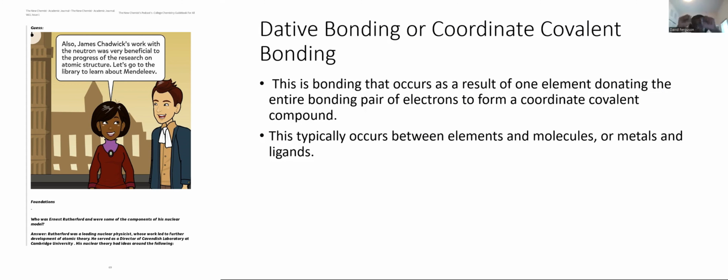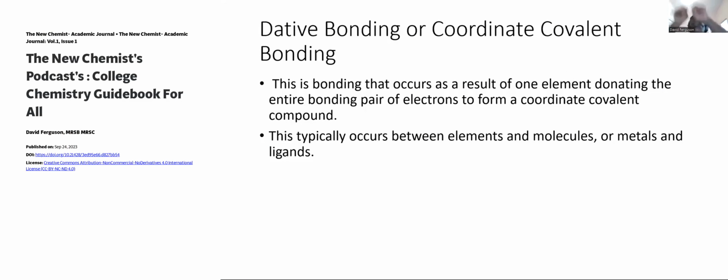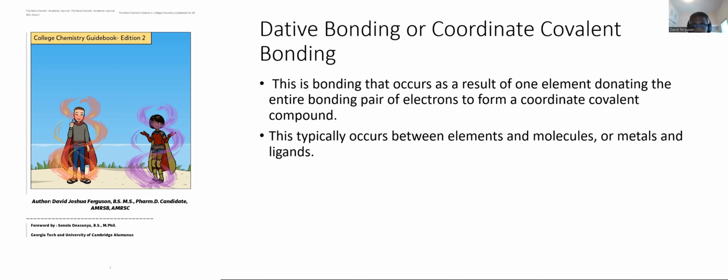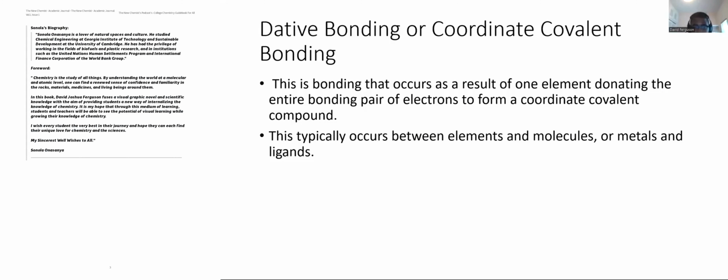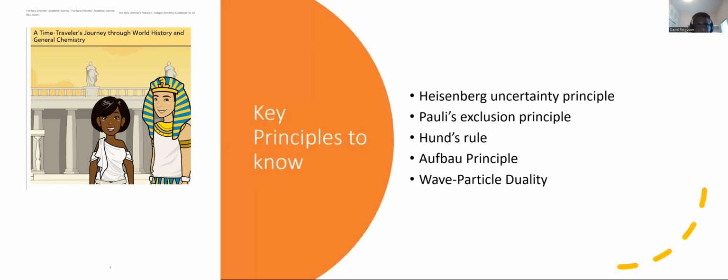So for a coordinate covalent bond, you have the entire bonding pair coming from one atom. And this typically occurs between metals and ligands or elements and molecules. You can think about some type of complex molecule, some type of complex crystal, or something of that sort. Just keep that in mind for coordinate covalent compounds.